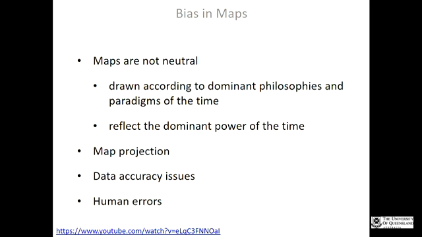And I guess historically, maps have been influenced by the dominant philosophies or paradigms at each time in history. And they often reflect the dominant power of the time, as we saw in that West Wing video. Things like map projection can affect that. There could be data accuracy issues. You could show data in the map as if it were much more accurate than it really is, and that relates partly to human errors as well. So depicting data as much more accurate than it is, essentially, is lying with maps. Okay. So that's important to recognize, and when you're reading maps, it's important to bear these things in mind.